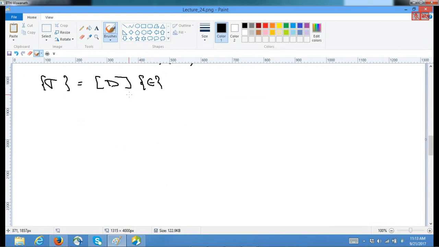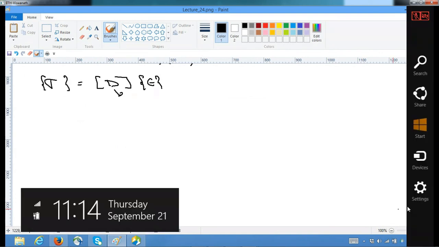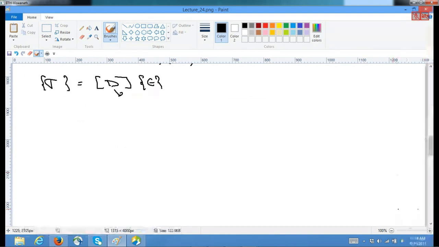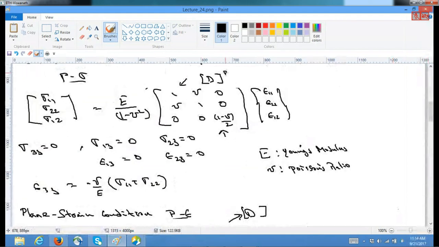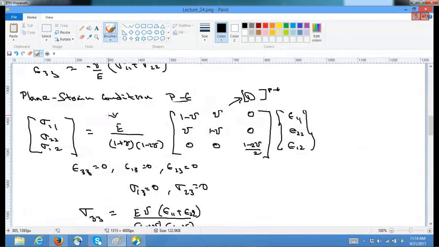So depending upon plane stress or plane strain, the D is used. If it is a plane strain problem, you use this as your D matrix. If it is a plane stress condition, then you use this as your D matrix, including this coefficient. So this together is your D matrix, and for plane strain, this is your D matrix.